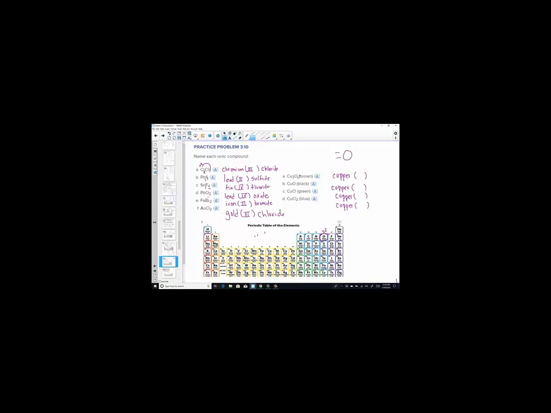The subscript here is a 1. But I have 2 individual coppers. The subscript next to copper is a +1. Notice that it takes 2 coppers at a +1 to balance 1 oxide. So copper 1 oxide, Cu2O.